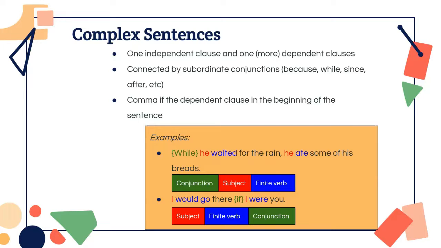And to check whether these two sentences have a dependent clause, we can identify the conjunction first, which is the subordinate conjunction. We can find "while" in the first sentence, and we can find "if" in the second sentence, which means that the dependent clause starting with "while" and "if" cannot stand alone and still needs another clause to make the meaning of the sentence complete.